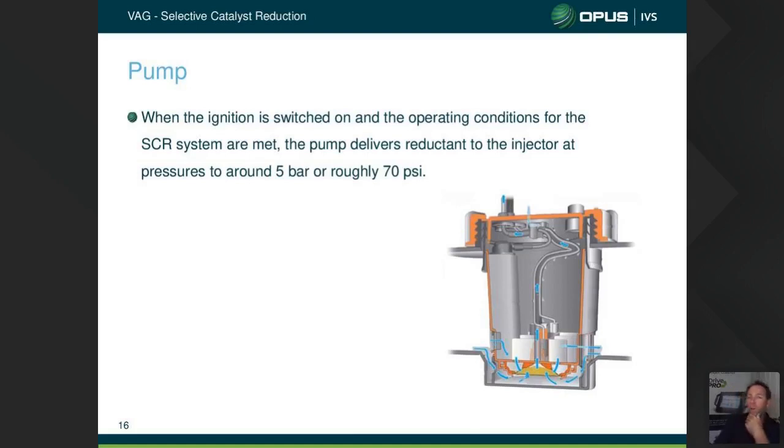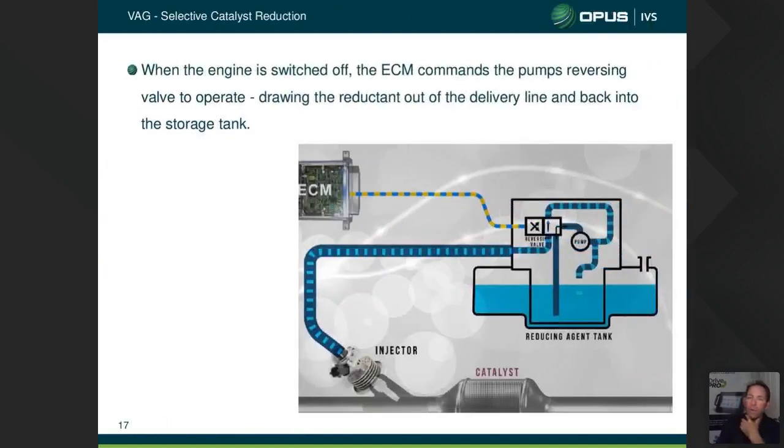Okay, when the engine is switched off, the ECM commands the pump's reversing valve to operate, drawing the reductant out of the delivery line and back into the storage tank. So basically, we don't want urea solution left in this delivery line. Reason being, it's susceptible to bacteria growth, to corrosion, to freezing. The heater is back here in the MRA. So when it's not used, it's actually sucked backwards.